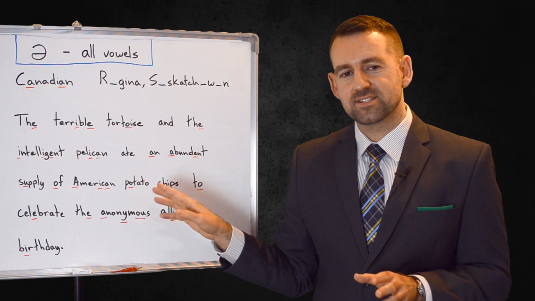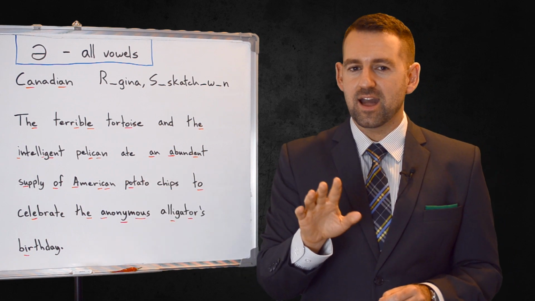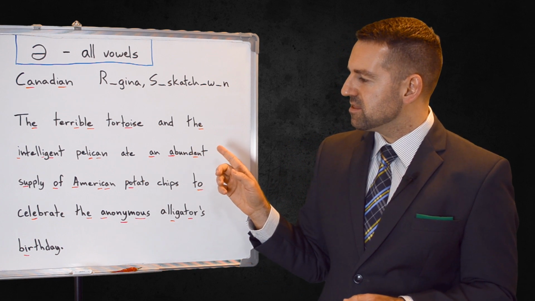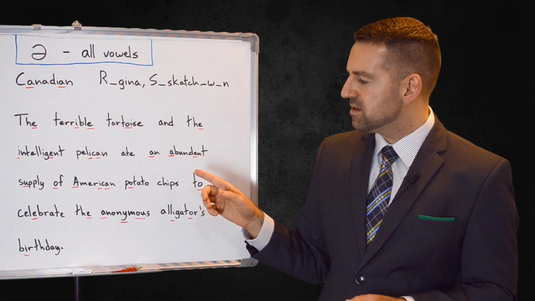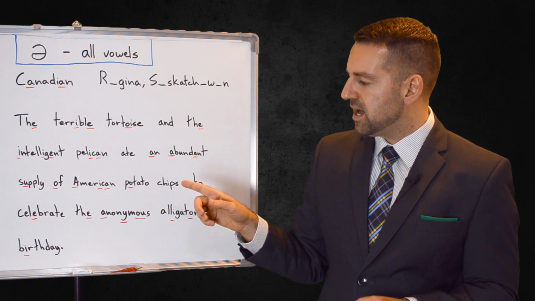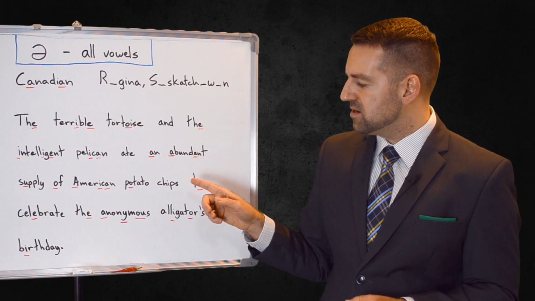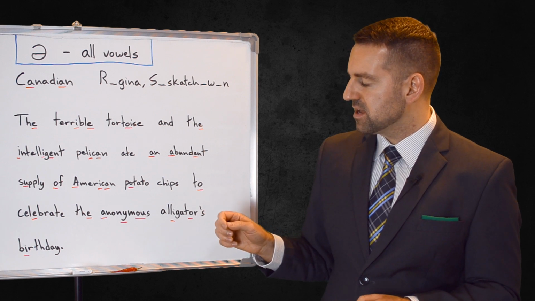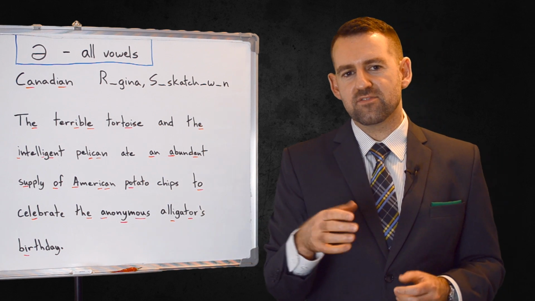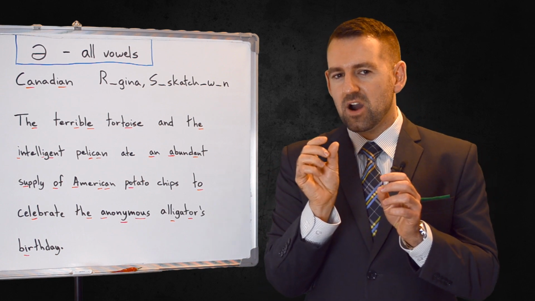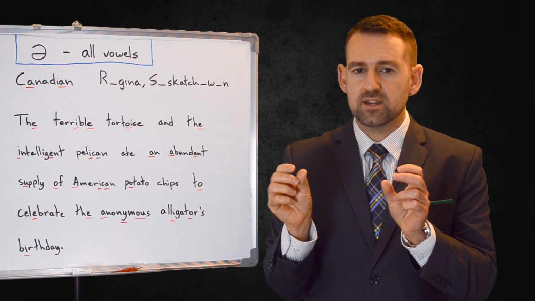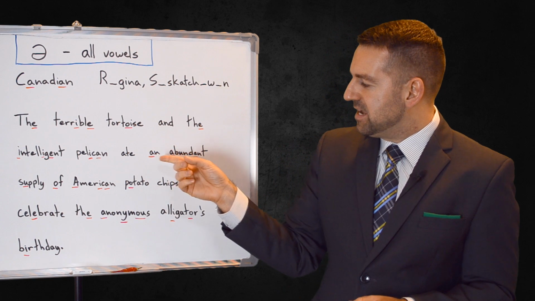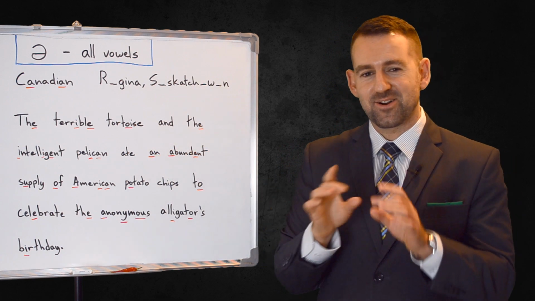Okay, I'll read this whole sentence very slowly and you listen, okay? The terrible tortoise and the intelligent pelican ate an abundant supply of American potato chips to celebrate the anonymous alligator's birthday. Right. I hope it helps if I read it slow so you can see how there's no spaces between some words, right? Some words just blend together. Ate an abundant, it's almost one word.